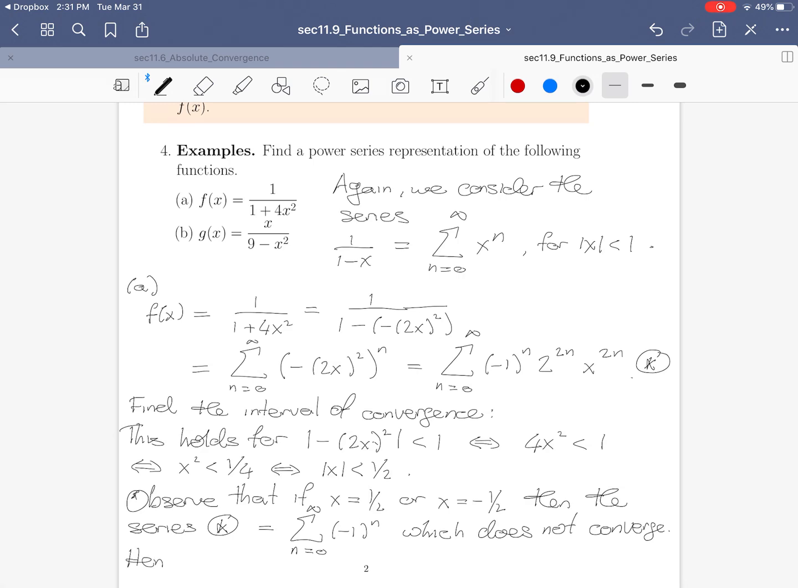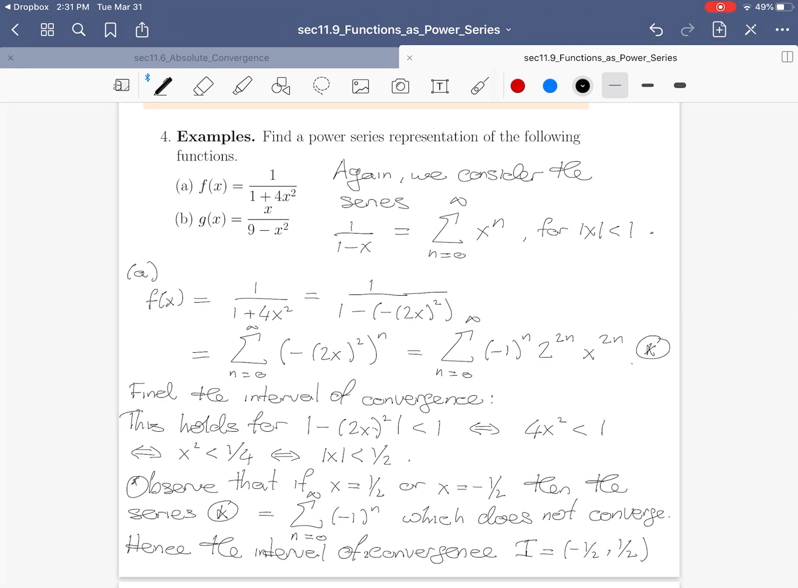So hence, the interval of convergence, which we denote by I, is the open interval from -1/2 to 1/2. So that's our solution. Here's our power series representation of our function, and we determined that it's valid in the interval -1/2 to 1/2. So just notice here what we did in order to determine the interval.